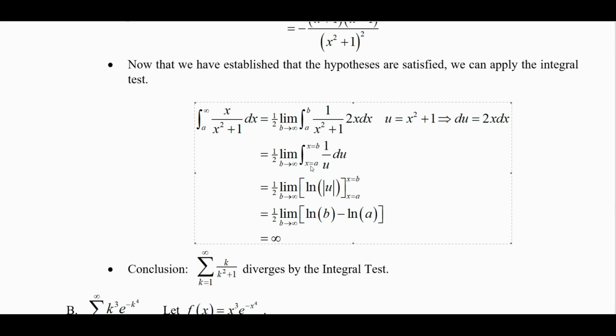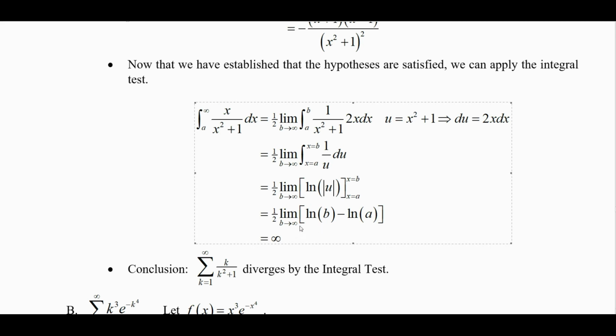So this is the integral from a to b, where x equals a to x equals b, of 1 over u du, and then take the limit as b goes to infinity. So the antiderivative there is a logarithm of the absolute value of u. Well, we evaluate from a to b, that's log of b minus log of a. I can drop the absolute values because a and b are positive numbers here.